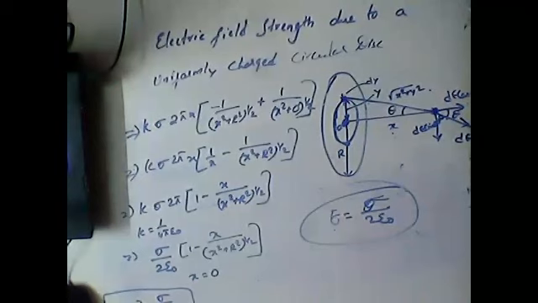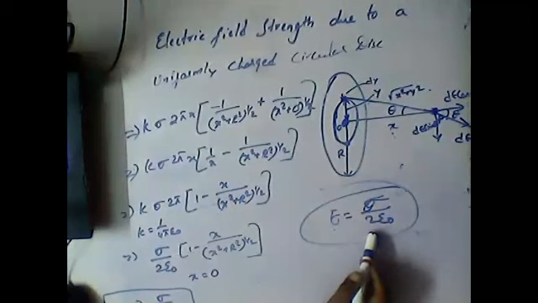So this is how we can find out the electric field strength due to a uniformly charged circular disk. We already know that for a circular ring, it is 0 at the center of the ring, but for a uniformly charged circular disk, its value is equal to sigma by 2 epsilon naught. Okay, E is equal to 0 for circular ring and E is equal to sigma by 2 epsilon naught for circular disk. I hope you all understood.